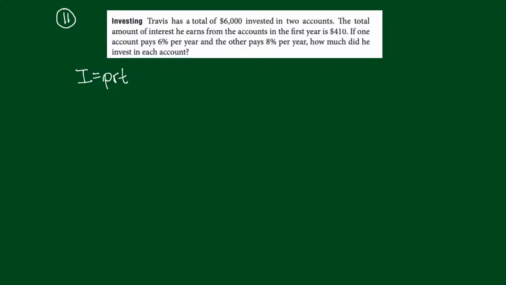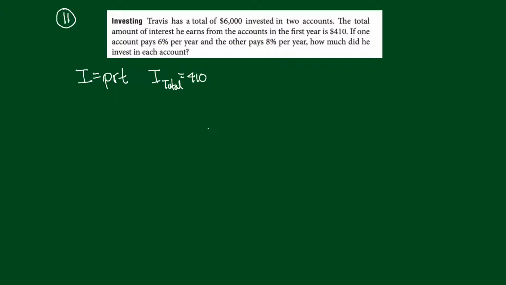Now, what do we have here? It says that the total amount of interest he earns is $410. All right, so the total amount of interest. Let me just write that down here. So the interest, how about if I write total? The interest total is $410. And that interest he gets from an account paying 6% and the other paying 8%.